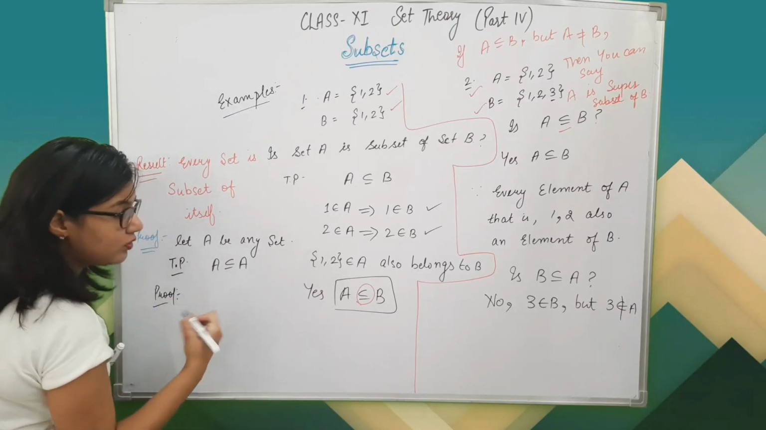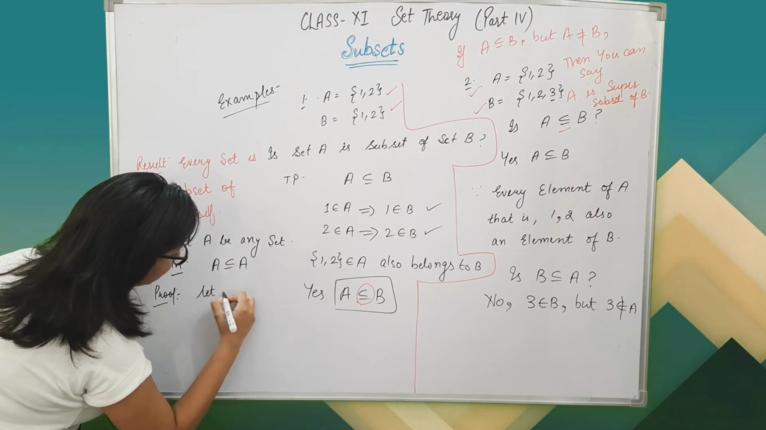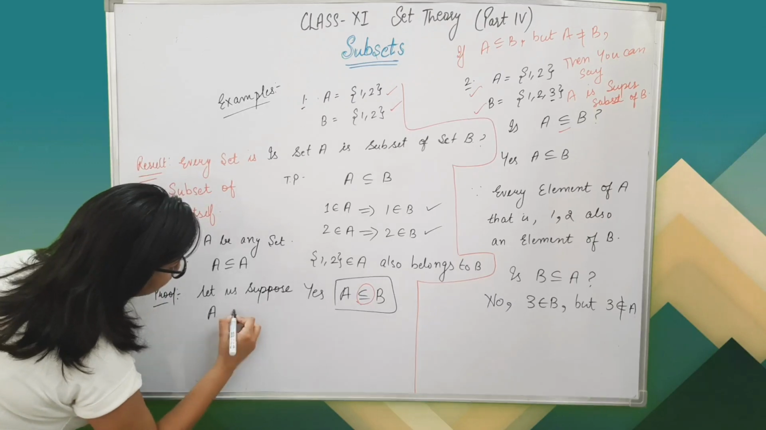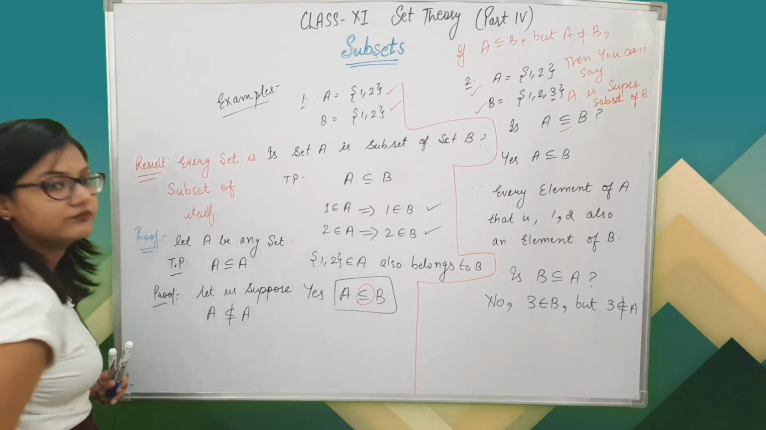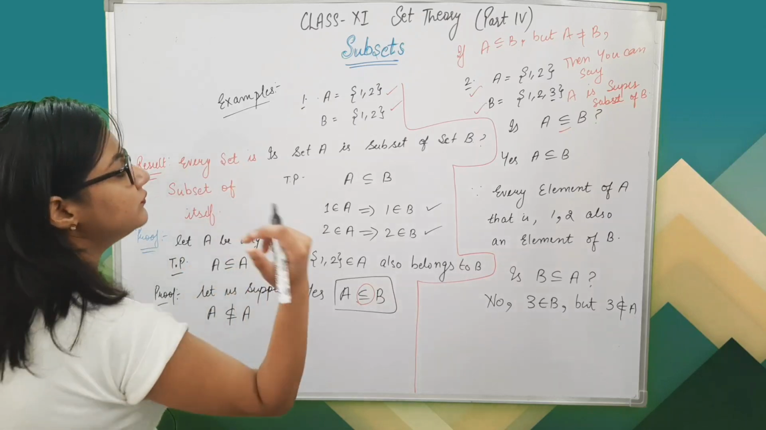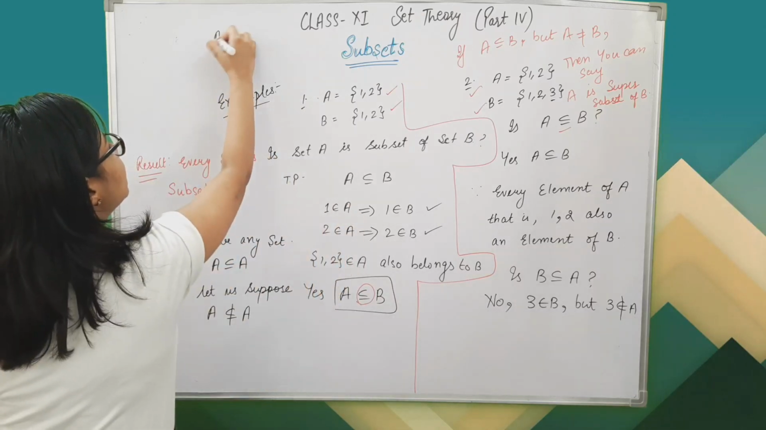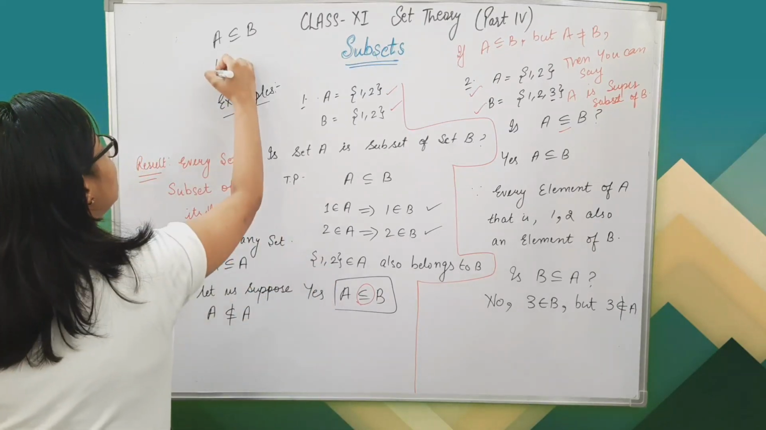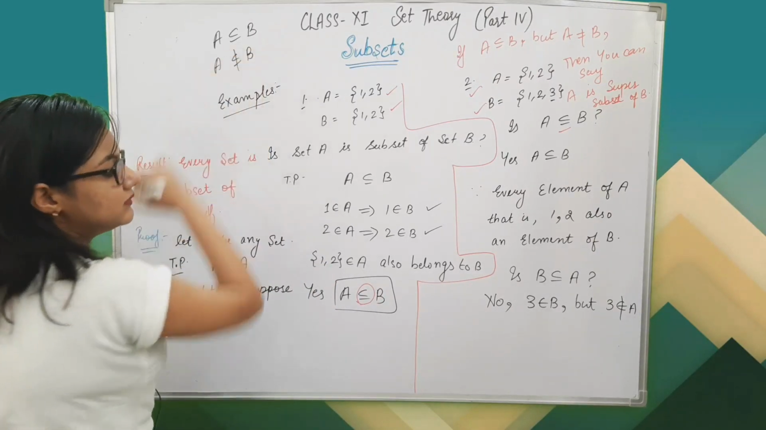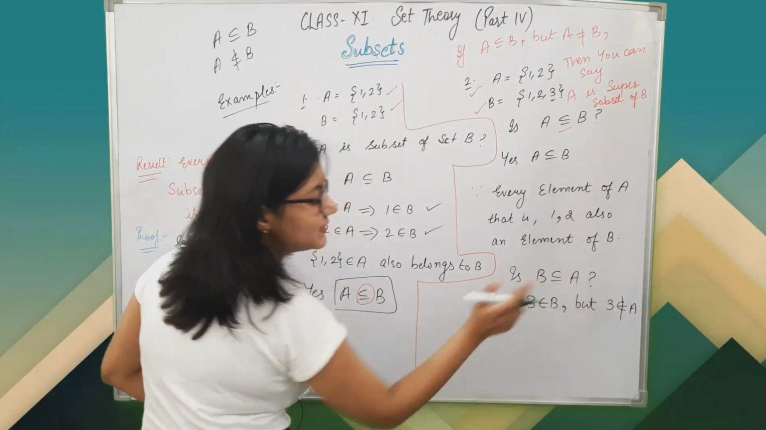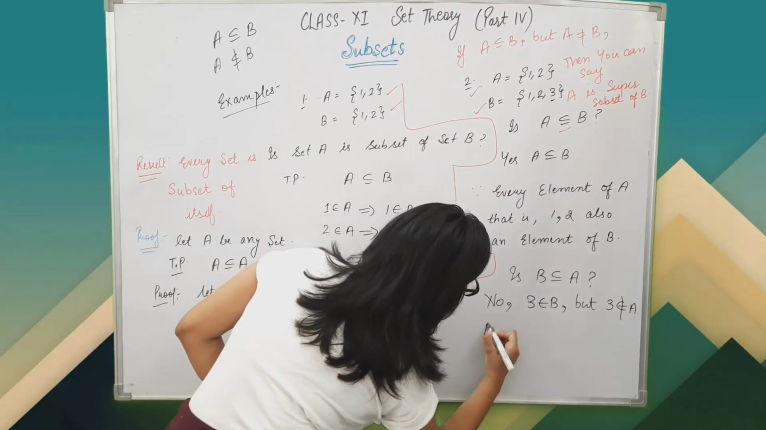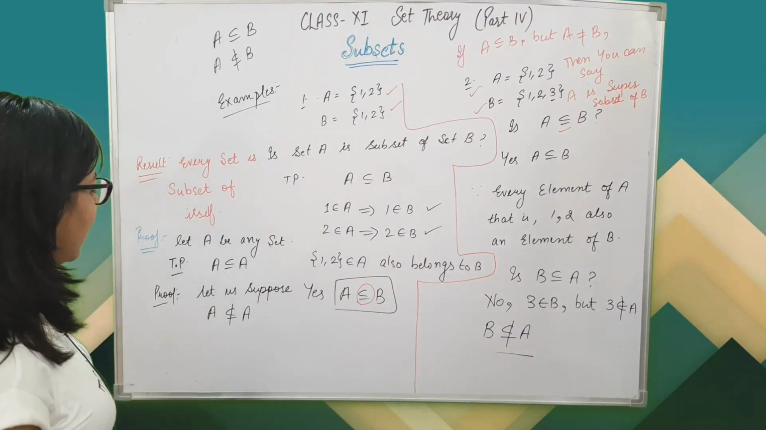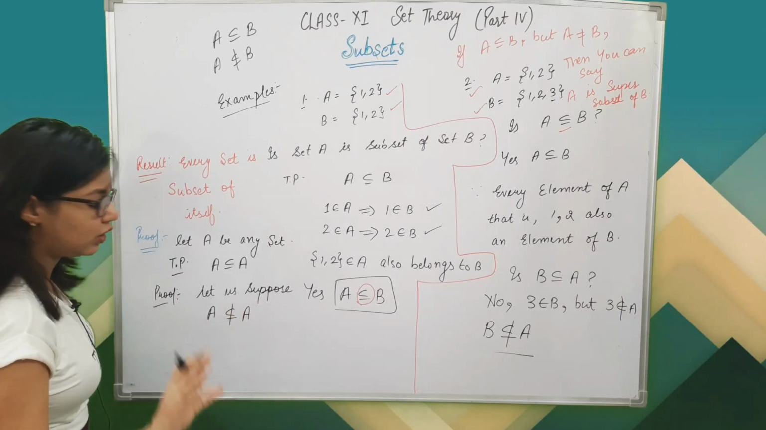You can suppose, let us suppose, A is not a subset of A. Okay, so to prove a subset we use this symbol, and if you need to show A is not a subset of B, then you will use this symbol. Like here, is B a subset of A? No. So you can write B is not a subset of A. Done? So let us suppose A is not a subset of A.